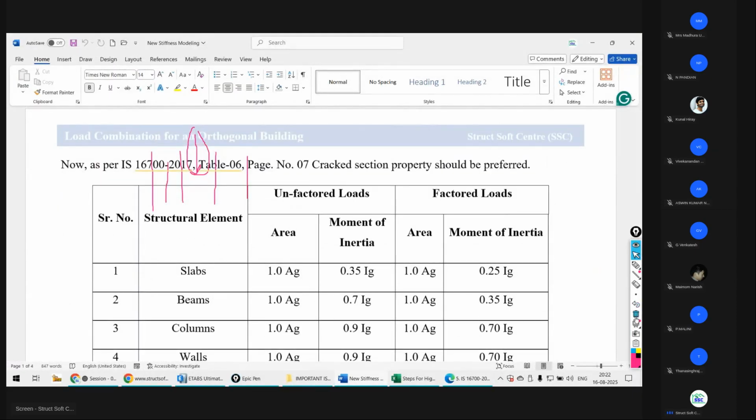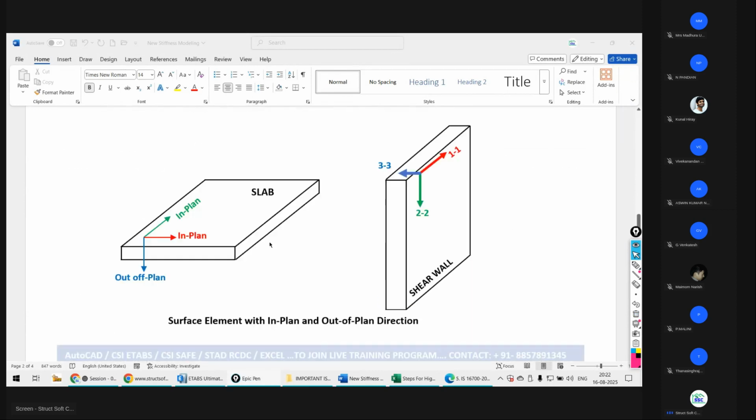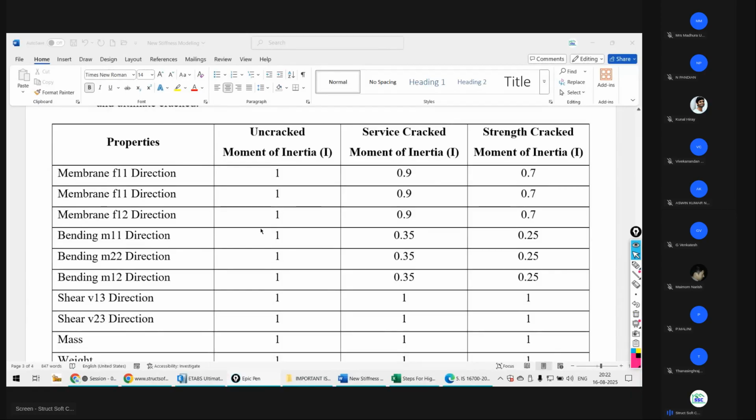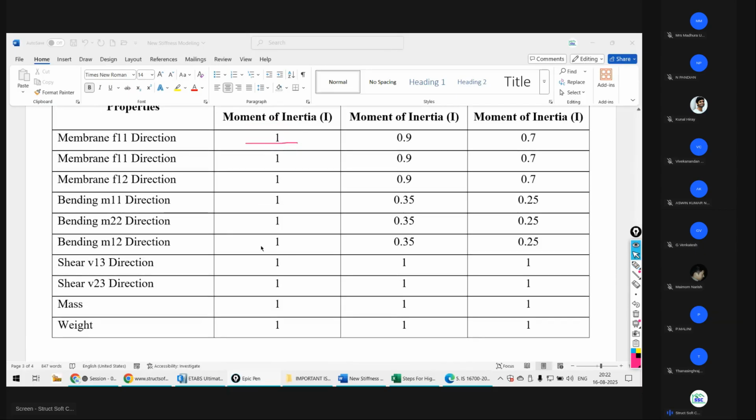In the definition in these notes, I have given the uncracked moment of inertia. As I told you, there is a discussion of stiffness, but stiffness is mainly directly proportional to your moment of inertia. That's why हम लोग इसको moment of inertia से consider करेंगे. So for the case of uncracked condition, 100% properties we have to consider in the definition. 100%, there is no deduction.